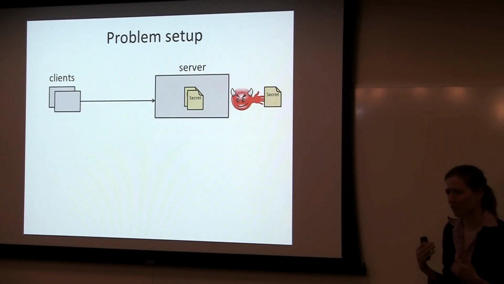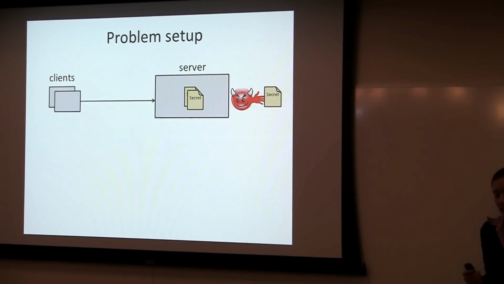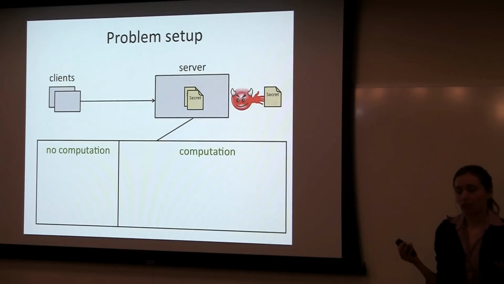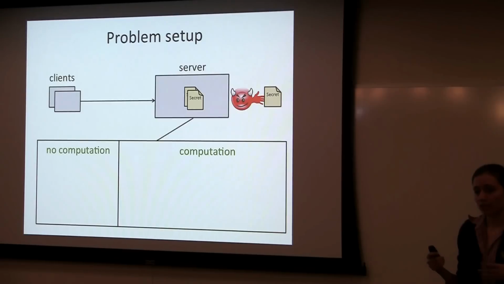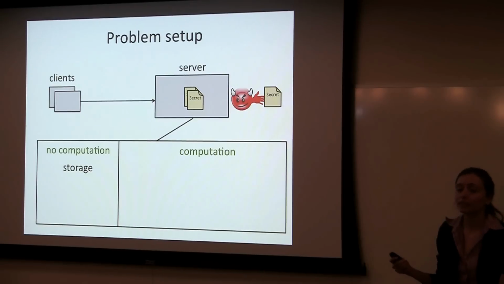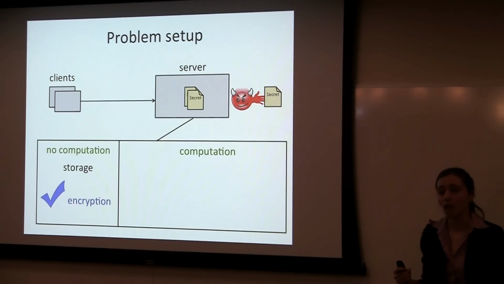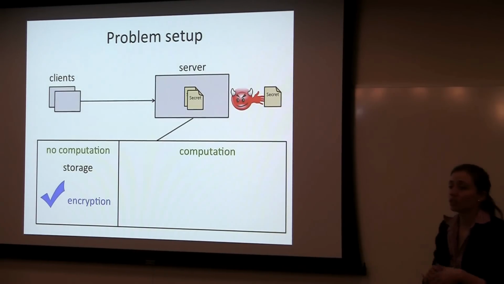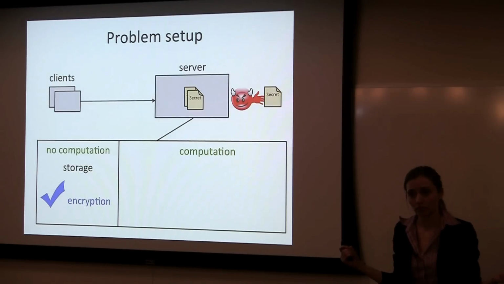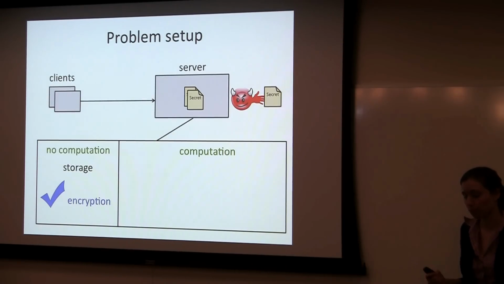By the way, can you hear me well? Because I'm soft-spoken. OK. Servers can run different systems. There could be simple systems, such as storage systems, that don't really compute on the data, and this we can already secure today with encryption. We simply encrypt the data at the server with a key that the client has. So even if an attacker steals all the data at the server, it's encrypted. That's a simple solution.